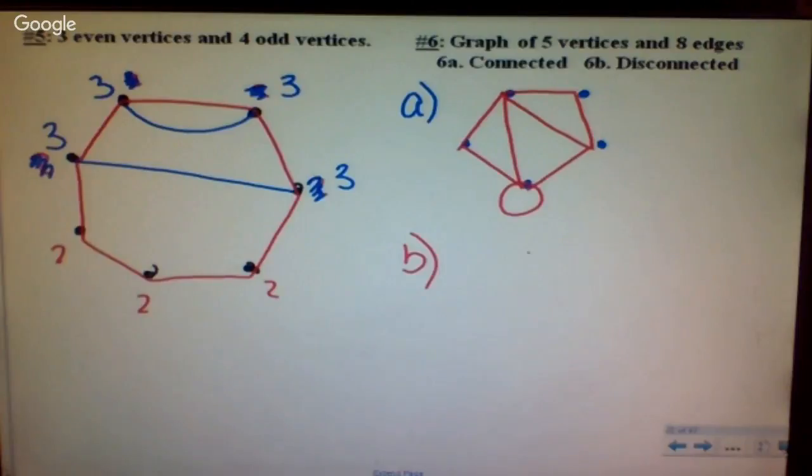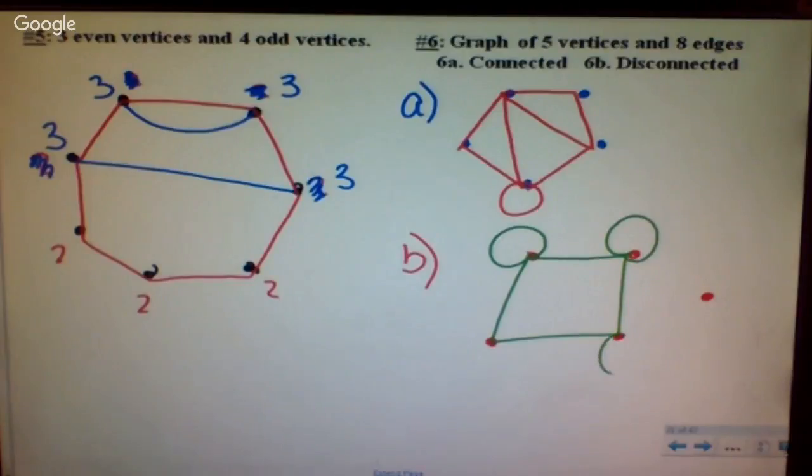Okay? Part B then. I want the same thing. I want 5 dots to start. But this time, I want to leave a piece alone. So you can simply make an isolated vertex. Don't connect one of your points, and it's disconnected. So just stick with 4 points and connect them with 8 lines. 1, 2, 3, 4. I can even do 5, 6, 7, and 8. It's automatically disconnected because you left an isolated vertex.